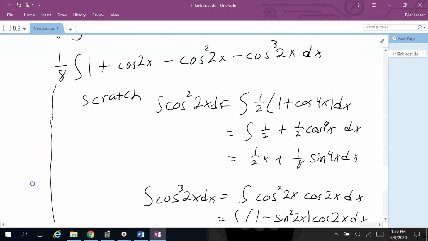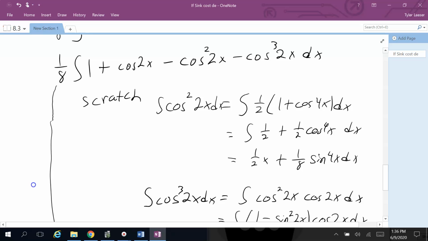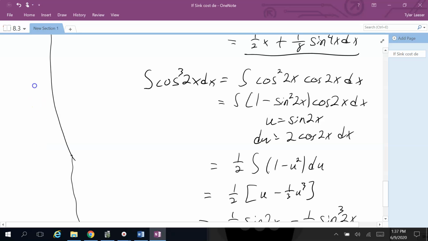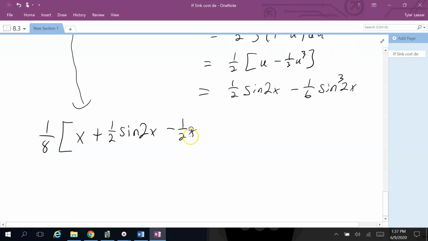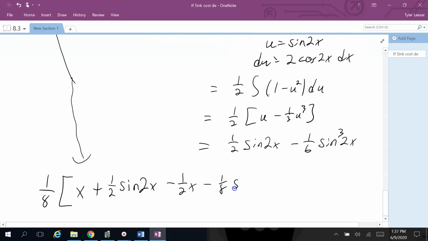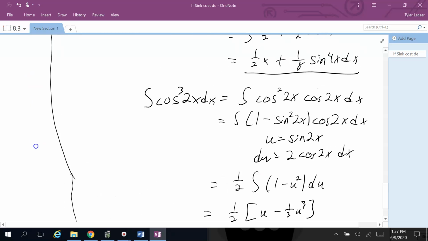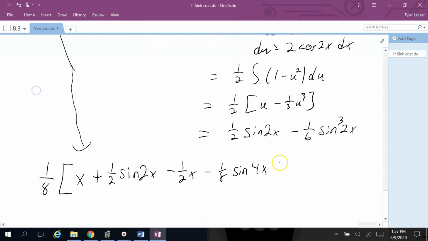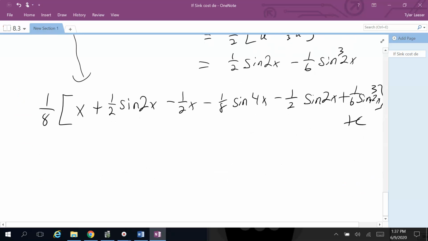Okay, that's going to be minus cosine squared 2x, which has this as the antiderivative. So that minus will distribute in. We're going to have a minus 1/2 x and then a minus 1/8 sine of 4x. Okay? And then a minus cosine cubed. So minus this antiderivative. And that's going to be a plus 1/6 sine cubed 2x. And then a plus c. Don't forget that 1/8 is supposed to distribute in.